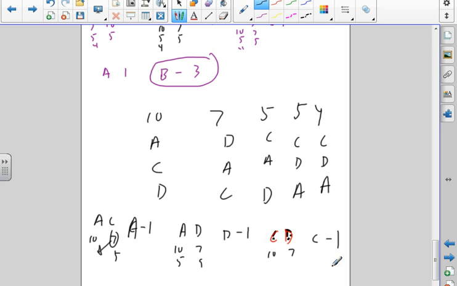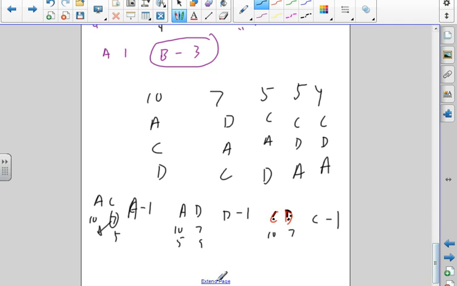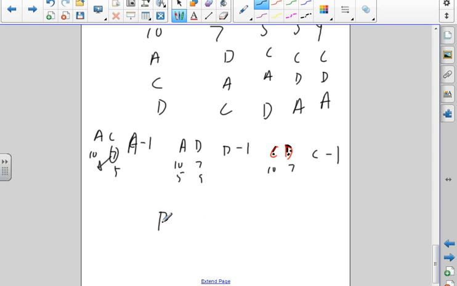Everybody has 1 vote, and it's a tie. A versus C, A versus D, C versus D. It's a tie. Okay, well, we'll allow that. So B is in first place, and A, C, D are all in second place, tied.